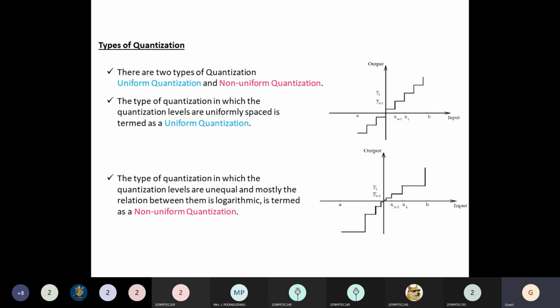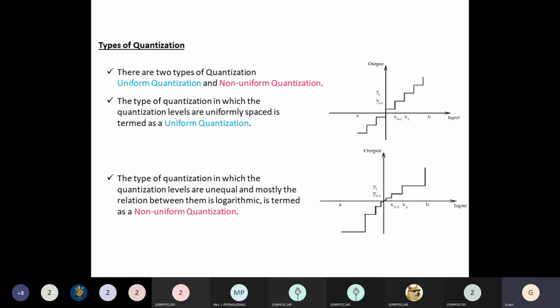Like the sampling, here also we have two types in quantization. The first one is uniform quantization and non-uniform quantization. What is uniform quantization? The step size, we know what is meant by step size, the gap between the adjacent samples, right? So there are two types of quantization, that is uniform quantization and non-uniform quantization.